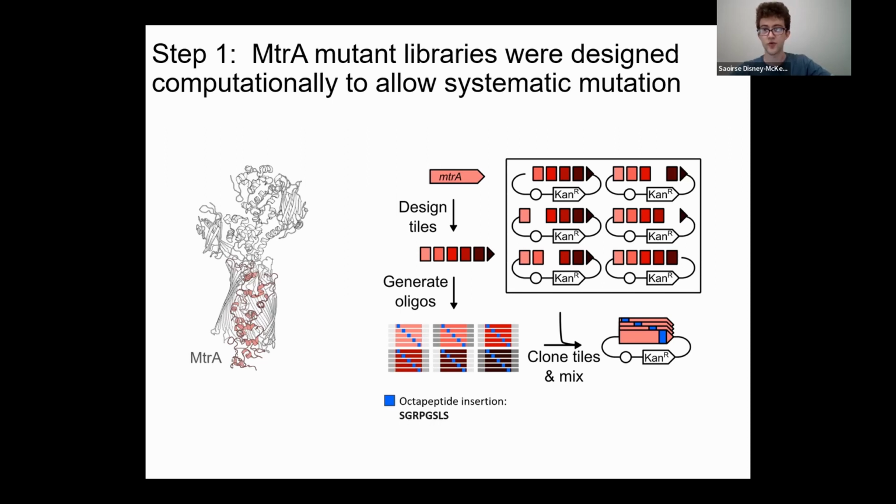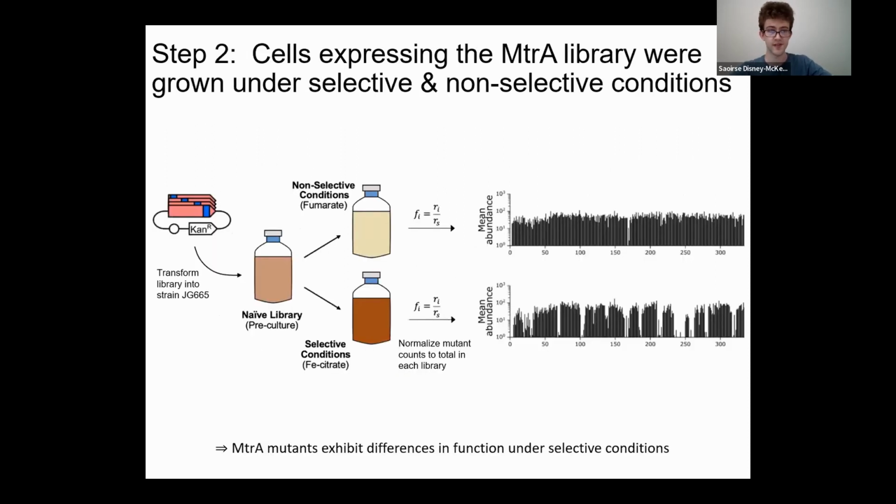So after generating this library, we grew up the cells expressing this library in a naive culture, so non-selective conditions, and then we transferred them to a fumarate culture because this strain does not require functional MtrA to grow on fumarate. This is our control non-selective. And cells in selective conditions growing in ferric citrate under anaerobic conditions.